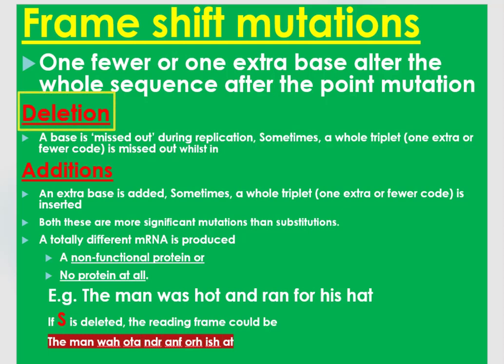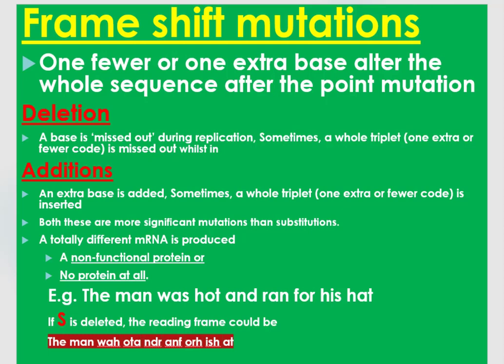Deletion mutation is a situation when a base is missed out during replication, and sometimes a whole triplet or one extra or fewer code is missed out. Whilst in addition mutation, an extra base is added or a whole triplet is inserted. Both these are more significant mutations than substitution. In this case, totally different mRNA is produced that results in a non-functional protein or no protein at all.